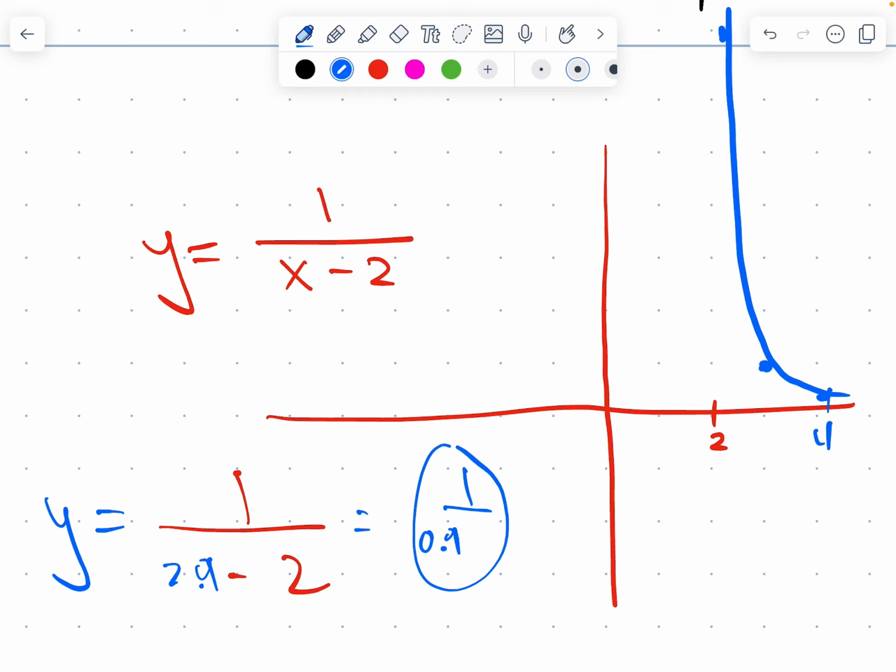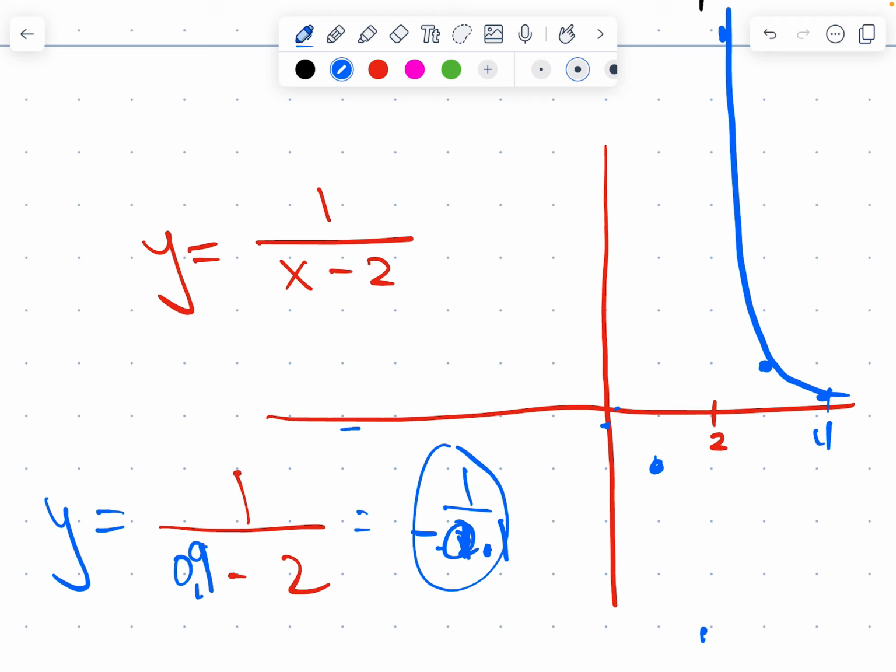Now what if I approach this from the left-hand side? Let's try 0. If I try 0, 0 minus 2 is going to be negative 2, which is negative 1/2. And so negative 1/2 is going to be right there. If I do 1, 1 minus 2 is negative 1, which is going to give me that. So I end up at that point. If I do 1.9, then I end up with negative 0.1, which is going to give me negative 10.